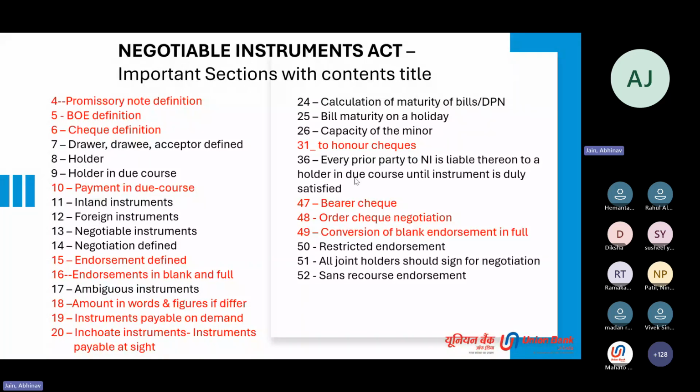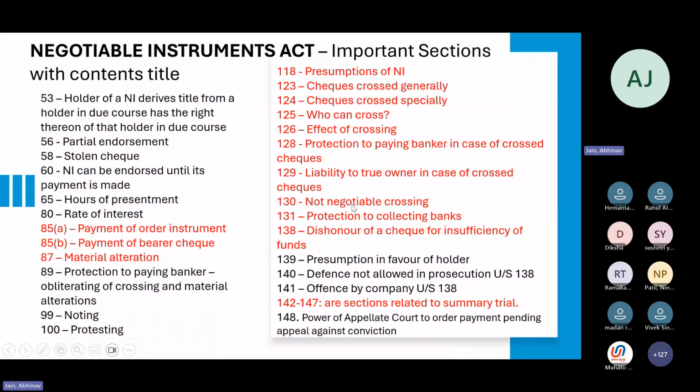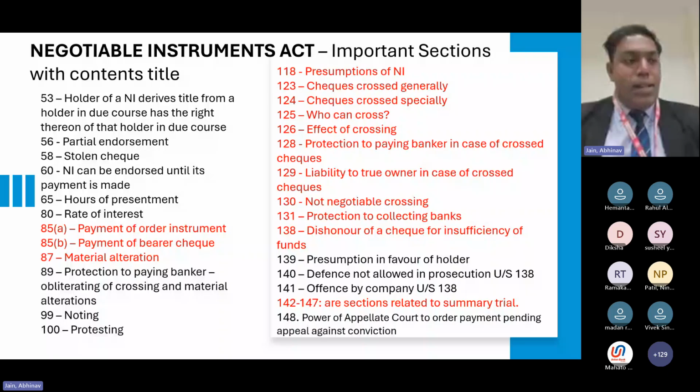Another important section is section 85A, where we discuss payment of order instrument. Section 85B, where we discuss payment of bearer instrument. Section 87, where we talk about material alteration. Section 118, where we discuss presumptions of NI. Section 123, where we discuss general crossing. Section 124 of the NI Act, where we discuss special crossing. Section 125 discusses who can cross. Section 126 discusses the effect of crossing.